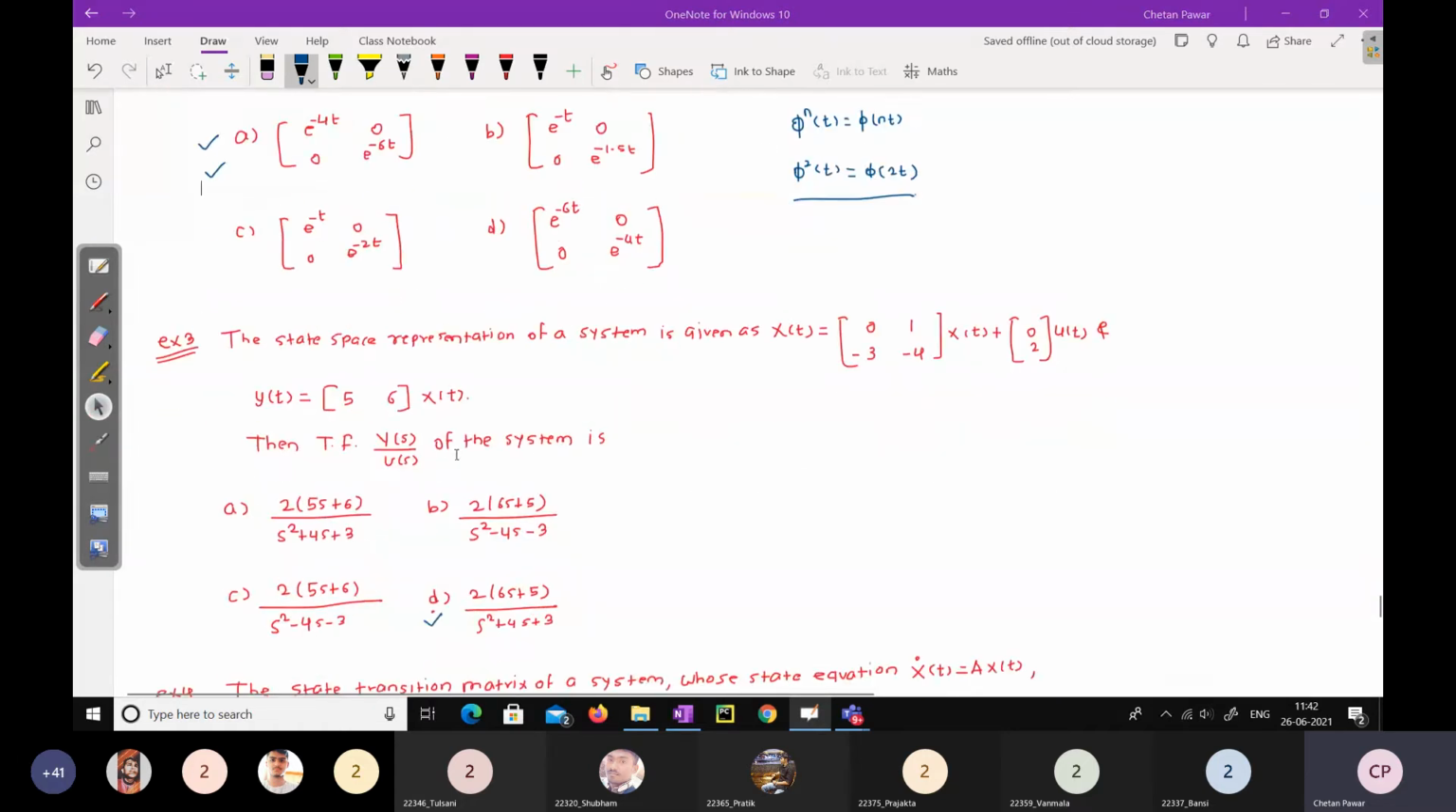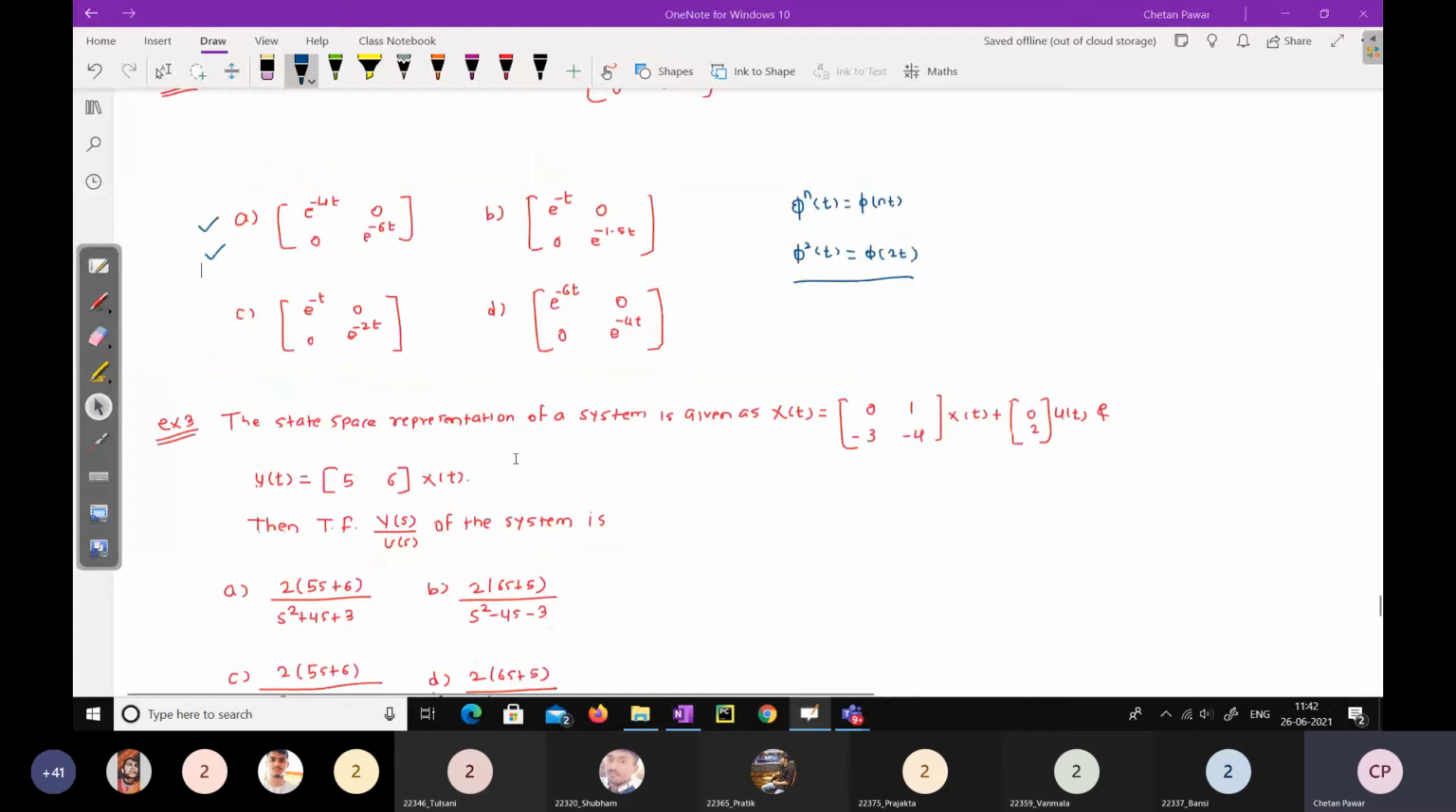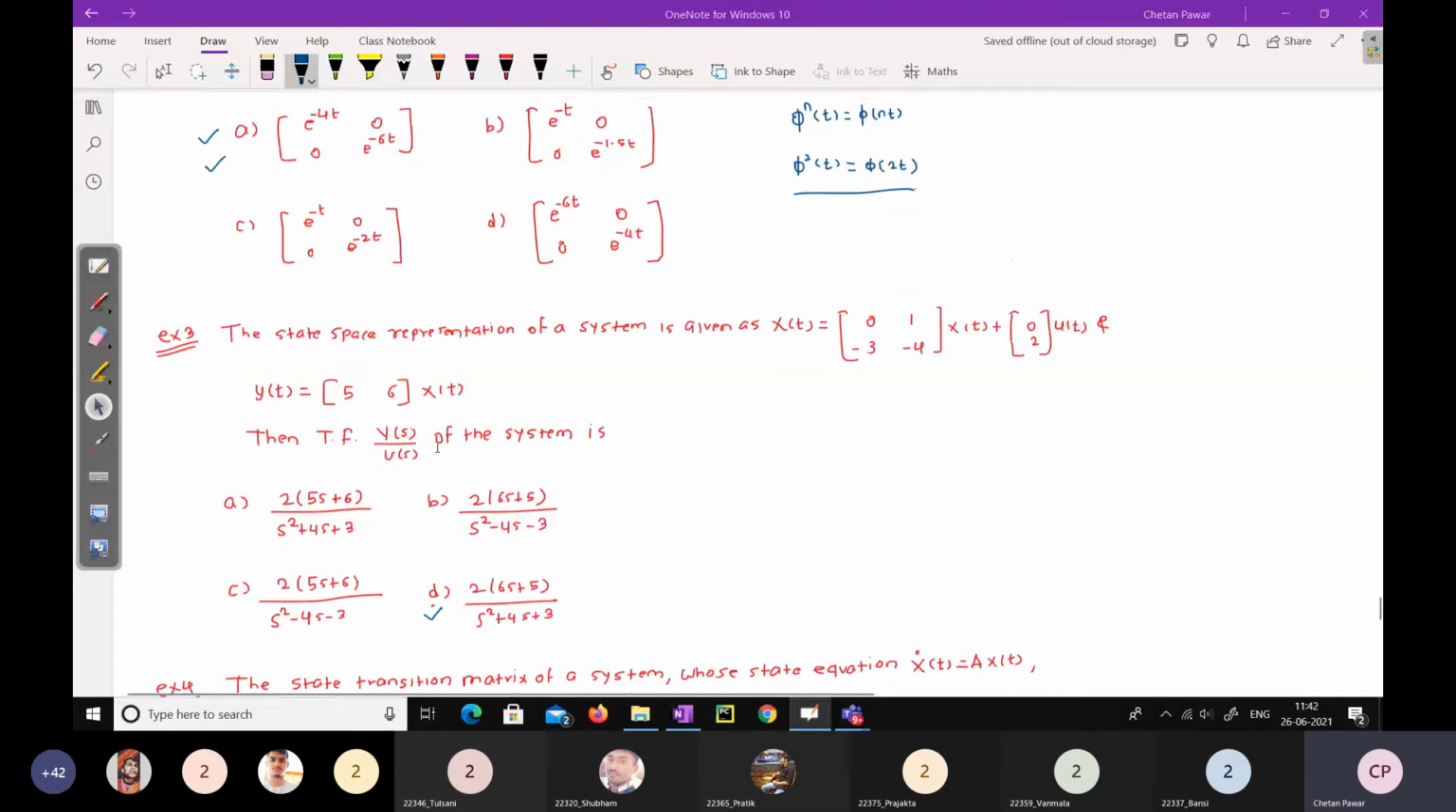Let us see this example number 3. Now in this example, the state space representation of the system is given. Its state equation is given and the output equation is given. Here this is the A matrix, this is the B, and this is the C, and D is not there. D is 0. And they ask, find out the transfer function of the system.